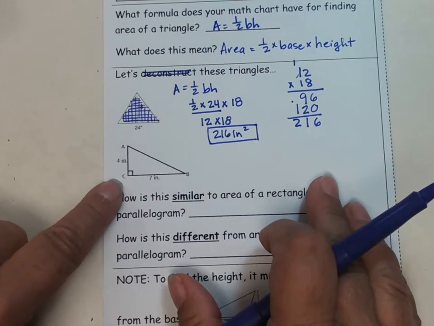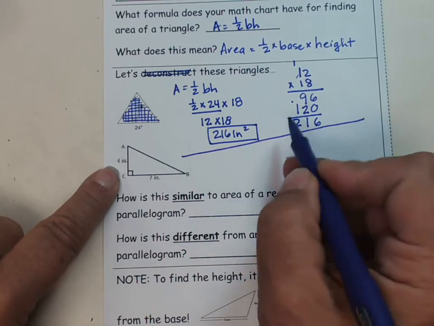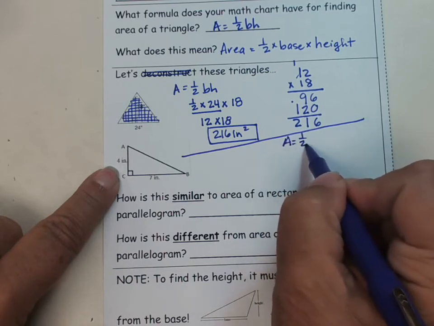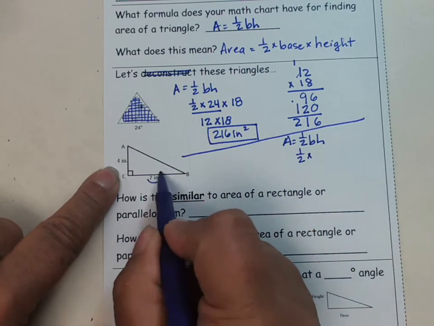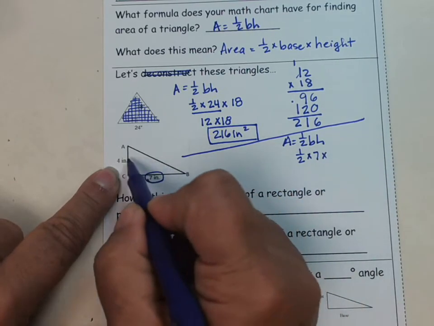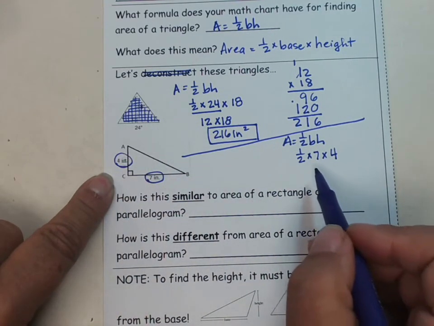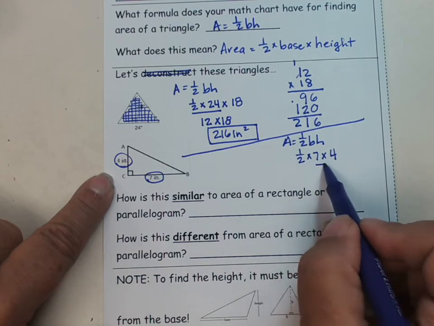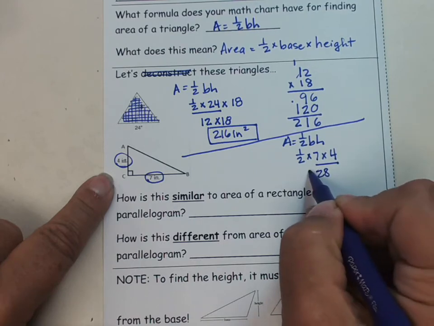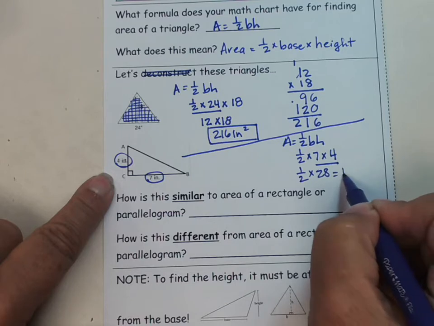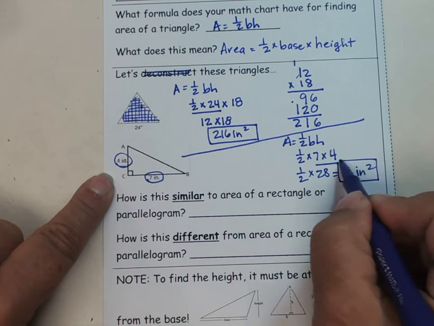Now, we're going to go down to this triangle, and we're going to use the same formula. Let's draw a line. Okay, A equals 1/2 BH. So we're going to bring down the half, multiply it by the base, which is 7, times the height, which is 4. So we can take half of 7, we can take half of 4, or we can multiply these first. So 7 times 4 is 28, and half of 28 is 14. And these are also in inches, so 14 square inches.